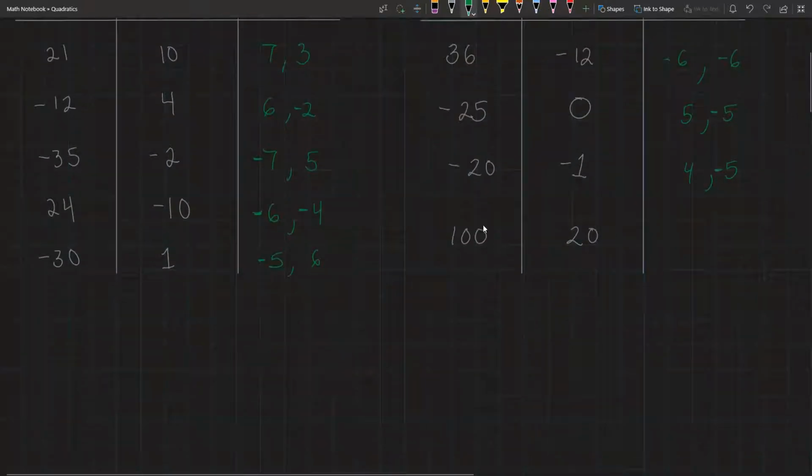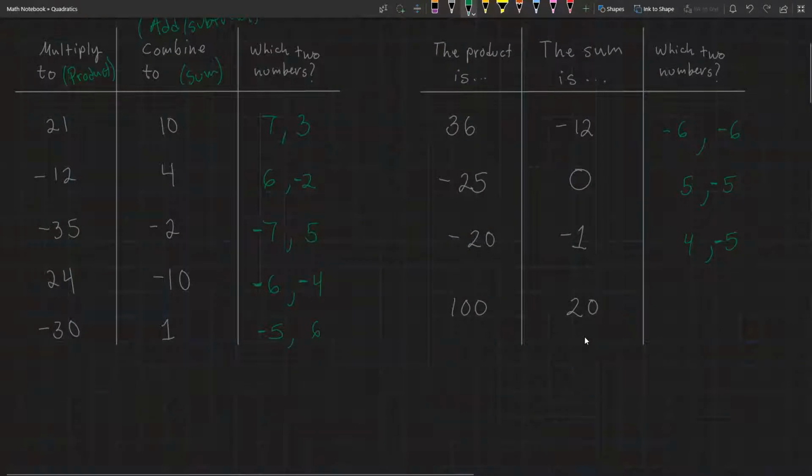And then this one down here, multiplied to 100, combined to 20. It looks like 10 and 10. And this time they're both positive, okay? Because 10 plus 10 is 20. All right, that was it. That's the main idea behind these. You can just always check them yourself.